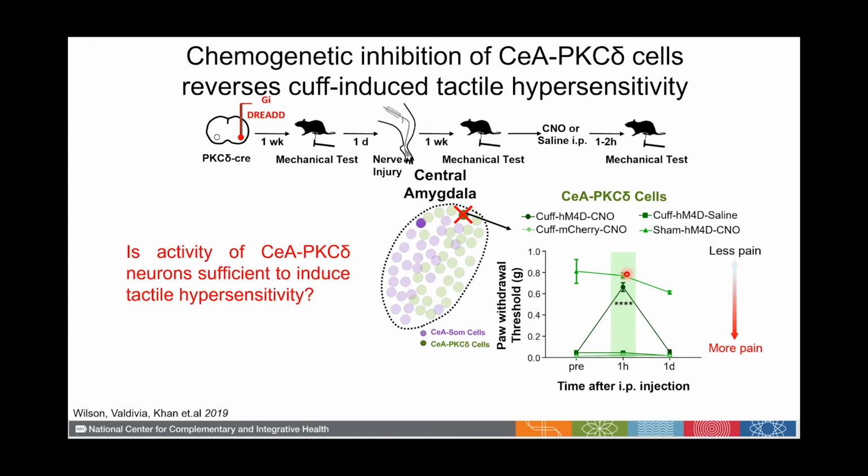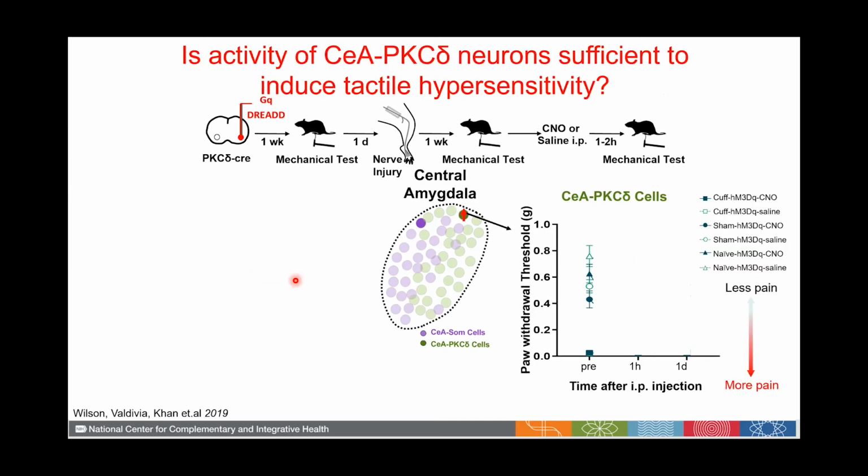Then we wanted to know if, in addition to the neurons being necessary for pain, they would be sufficient to drive hypersensitivity. So we did similar experiments, but now we injected an excitatory DREADD into the CEA of PKC delta neurons. And what we see is, again, hypersensitivity in the cuff compared with the control animals.